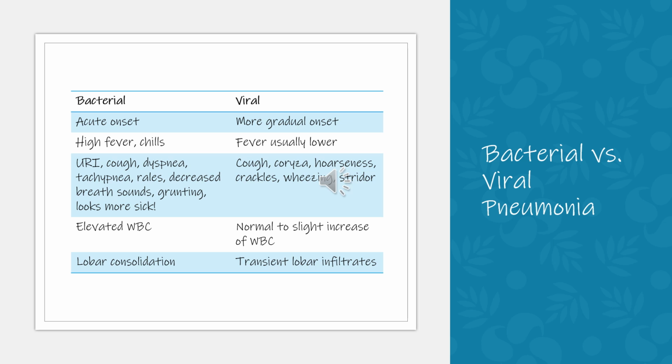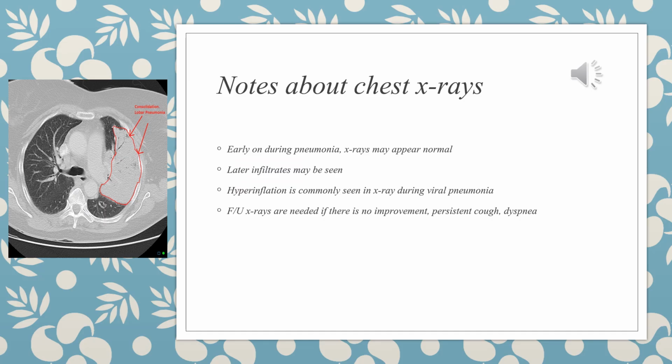In viral, they have a more gradual onset. The fever is usually lower. They have a cough, coryza, hoarseness, crackles, wheezing, stridor. They have a normal to slight increase of white count, and they're going to have transient lobar infiltrates on an x-ray. Notes about chest x-rays.